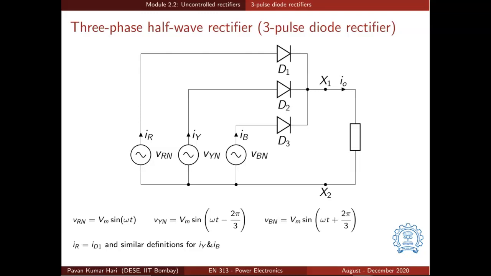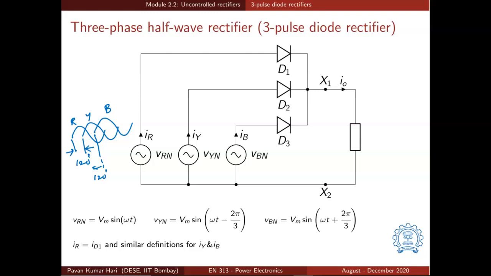This is usually the case in industrial applications. So we have a 3-phase supply wherein you have R phase, Y phase and B phase, 3-phase voltages. They are phase shifted by 120 degrees. So this is R phase voltage, and Y phase voltage lags the R phase voltage by 120 degrees, and again B phase voltage lags Y phase voltage by 120 degrees.